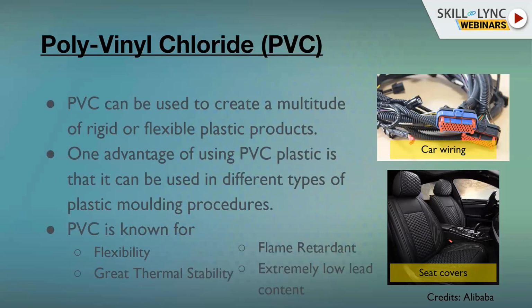Why so? Because PVC can be used to create multitude of rigid and flexible plastic products. One advantage of using PVC plastic is that it can be used in different type of plastic molding procedures. PVC is mainly known for its flexibility, great thermal stability, flame retardant, and extremely low lead content.